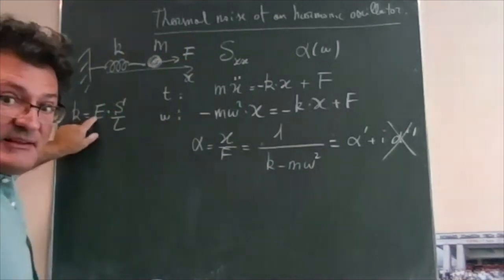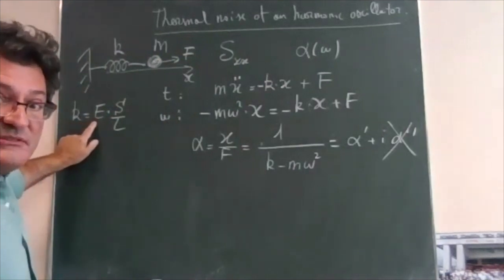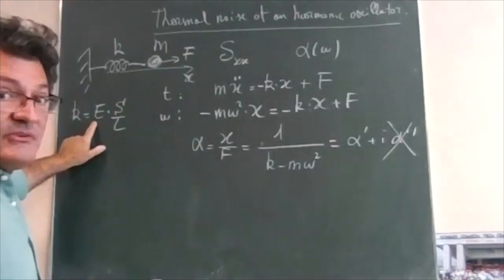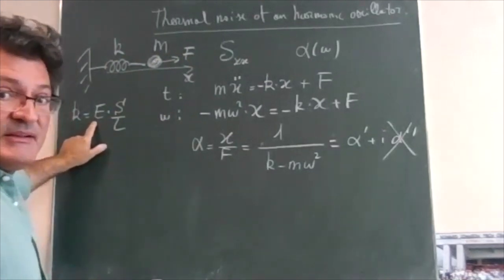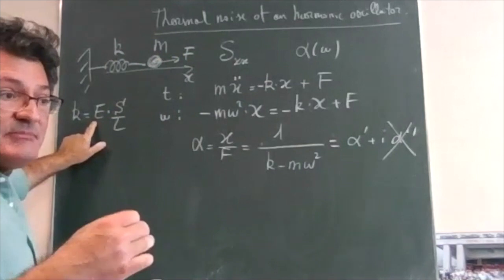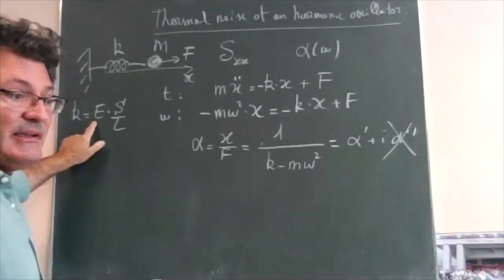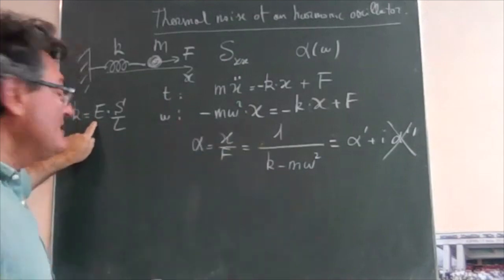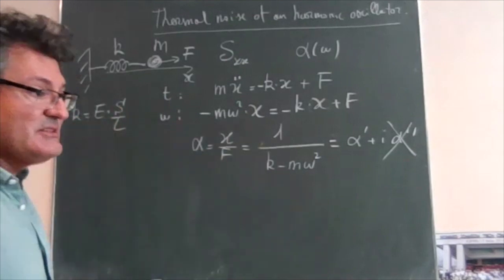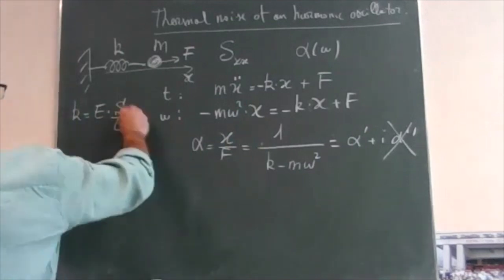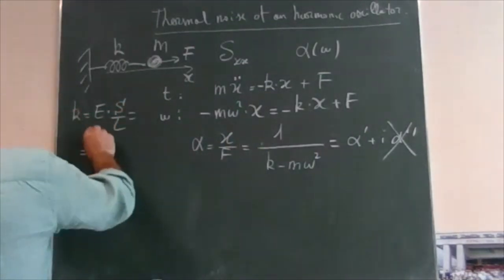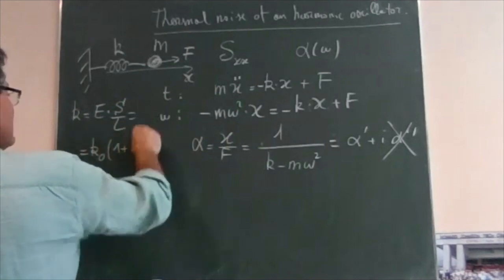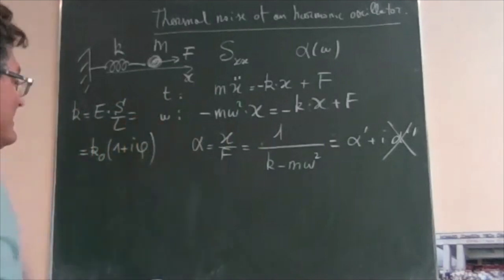In this case, the Young modulus is not constant. It is something that undergoes relaxations, okay? So the Young modulus is made, in the frequency domain, by a delta function, which is the immediate response, plus something that is related to relaxation. So this can be written as k naught (1 + iφ), okay, in the frequency domain.